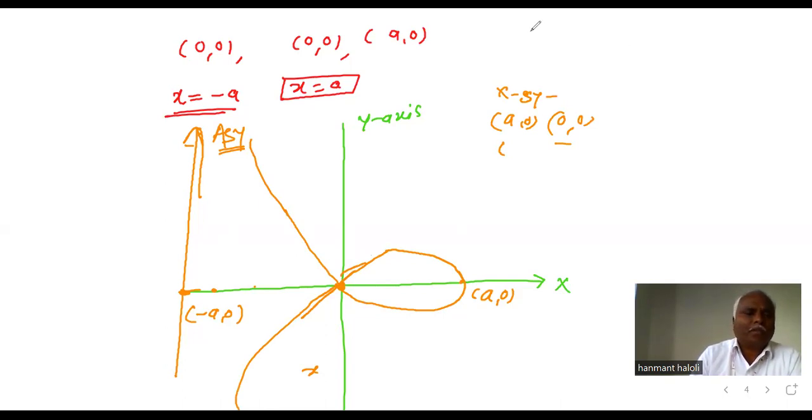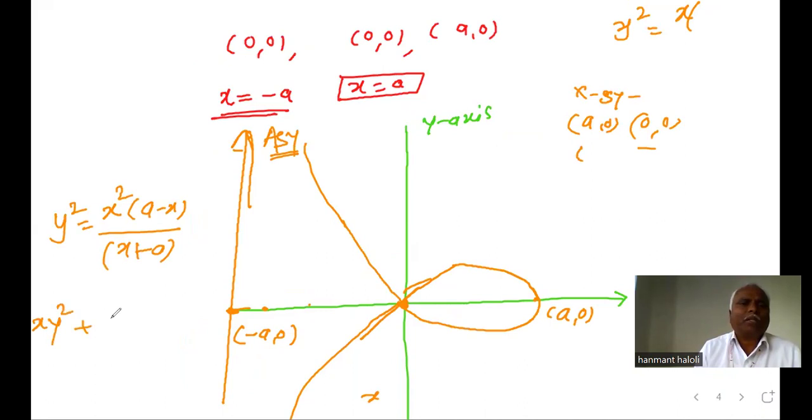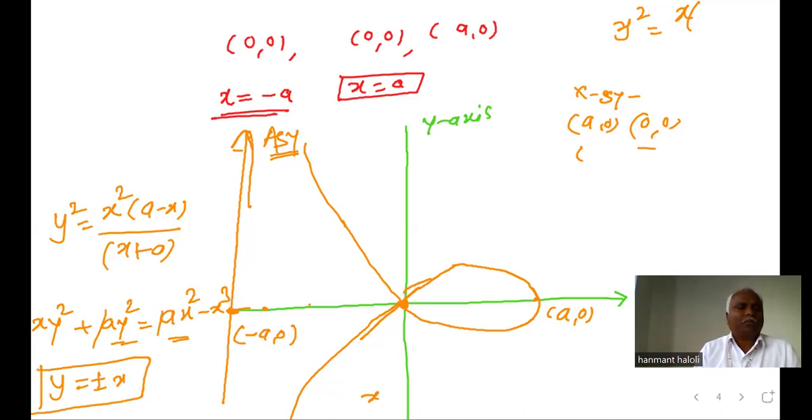Now suppose you got an equation like this: y squared = x squared (a - x)/(x + a). This is our equation of a curve. You can equate the lowest powers on both sides: x y squared + a y squared = a x squared - x cubed. Equating the lowest powers, you get y squared = x squared, so y = plus or minus x. This is also the equation of a tangent to the curve at that point.